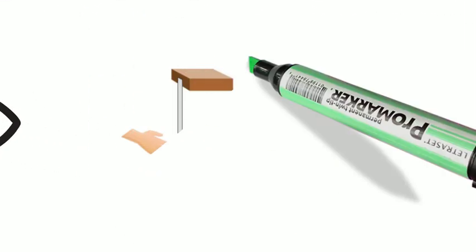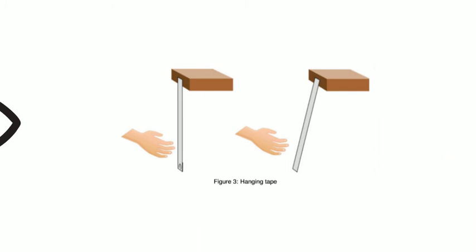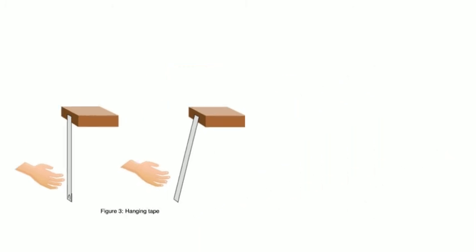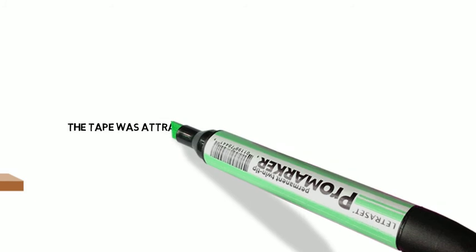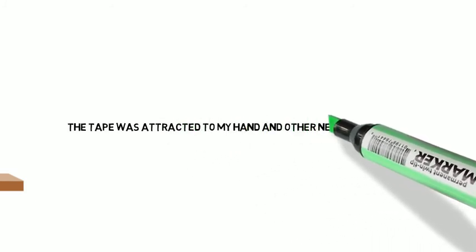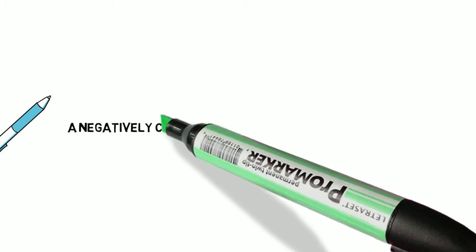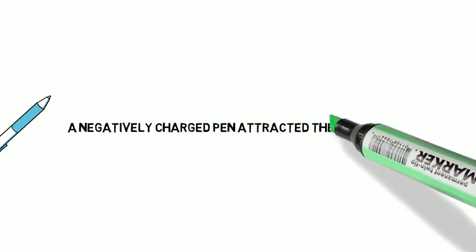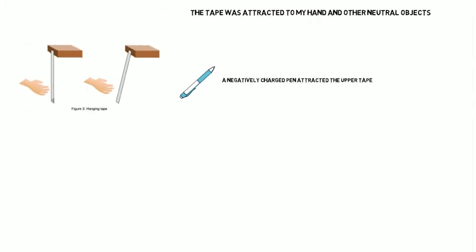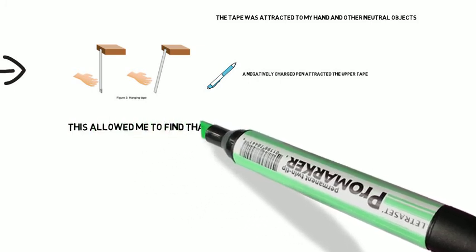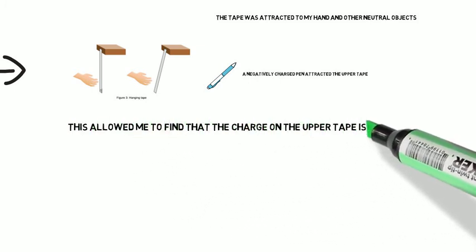For the first part of the lab, we hung a charged piece of tape off of the ledge of a table or a bedside, and put our hand near it and found that the tape was attracted to our hand and other neutral objects. Then, I charged a pen by rubbing it against a cloth, giving it a negative charge, and found that the negative pen attracted the top tape, meaning that the upper tape had an overall positive charge.